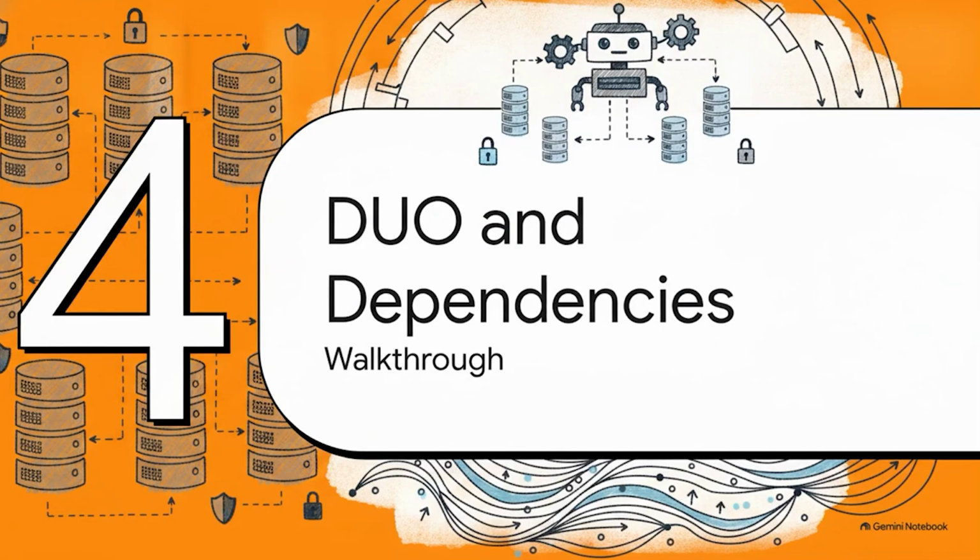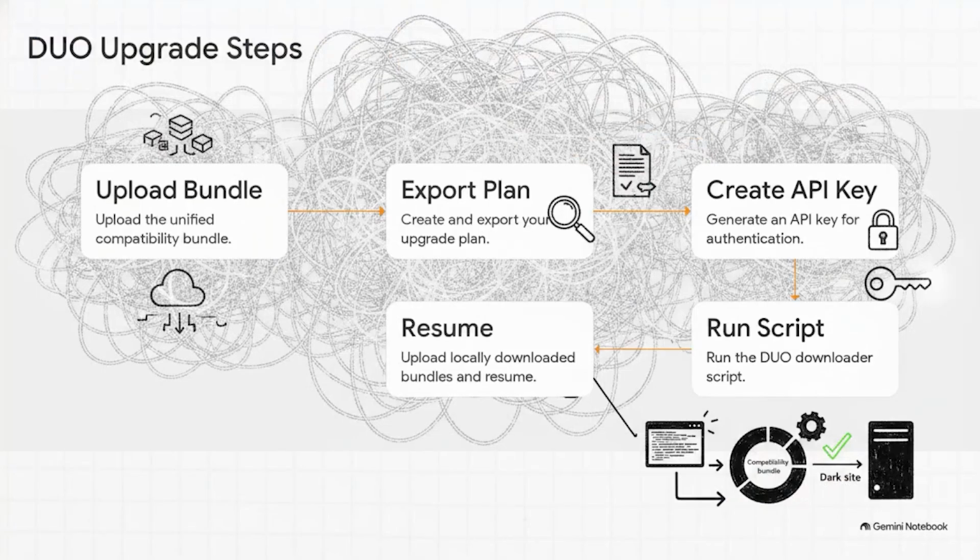Next up, part 4, walk through Duo and dependencies. Look, complex environments have complex dependencies. Trying to figure this out manually in a dark site is honestly a nightmare of trial and error. But that's where the Dark Site Upgrade Orchestrator, or Duo, comes in to save the day. Duo totally simplifies the chaos by using a single unified compatibility bundle to identify valid updates and manage dependencies across 5 very precise steps.